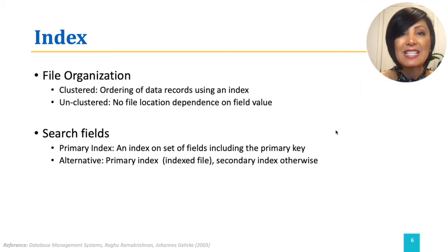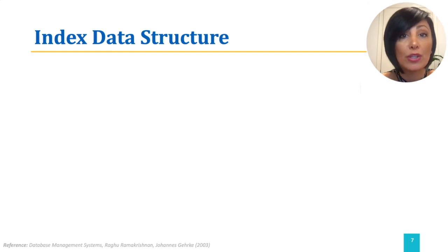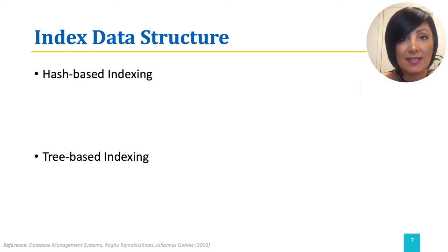We also have dense and sparse indexes. In a dense index, we have an index entry for every data record. However, a sparse index includes index entries only for some of the data records. Indexes either work based on some sorted order of data values, or they're hashed, meaning they work based on distribution of field values across a range of buckets determined by a hash function. Two common types of indexes accordingly are hash-based indexes and tree-based indexes.